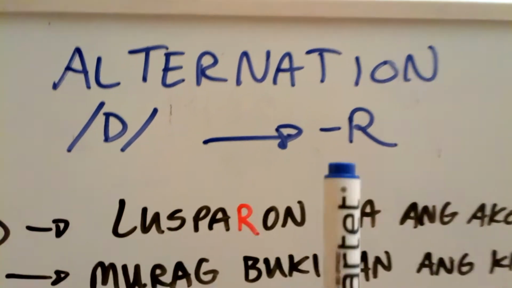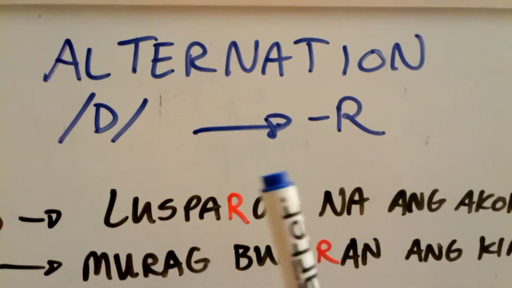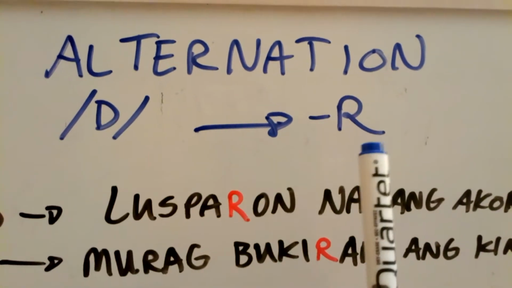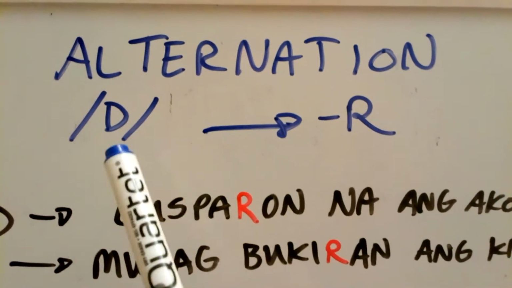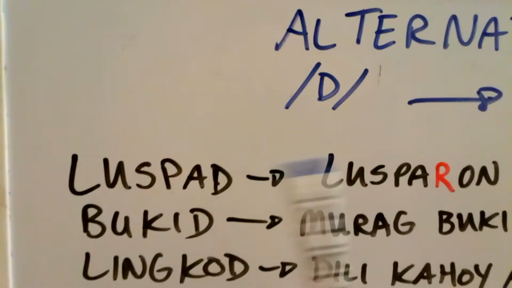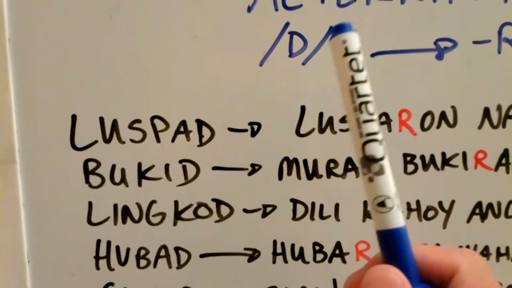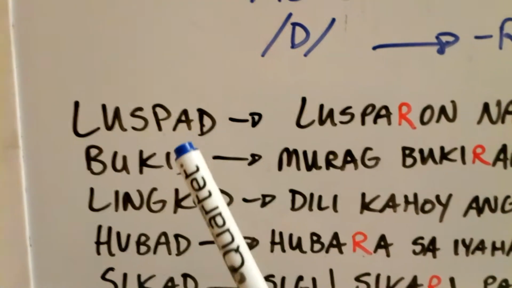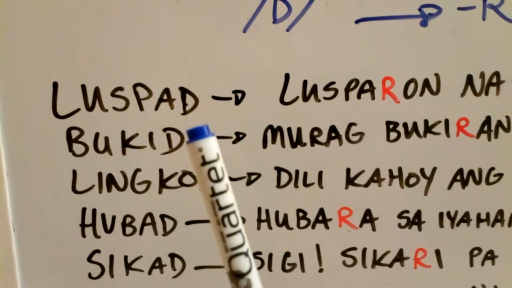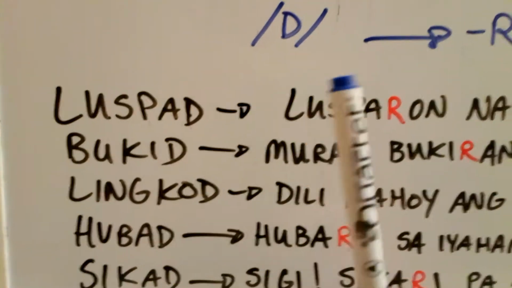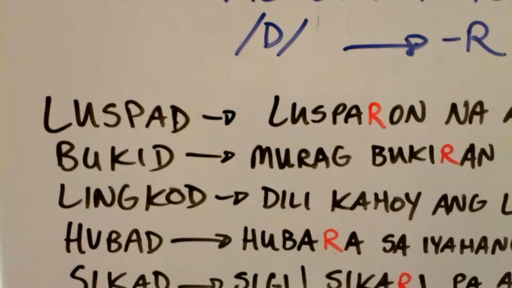But anyway, we're going to talk about alternation, which is a type of morphological process. Specifically, we're going to talk about the D changing to the R sound. This phoneme changes to an R only when the word ends with a D, and the word gets tacked on with another affix or suffix. That D changes to an R. So I have some examples here, and we're just going to go through them.